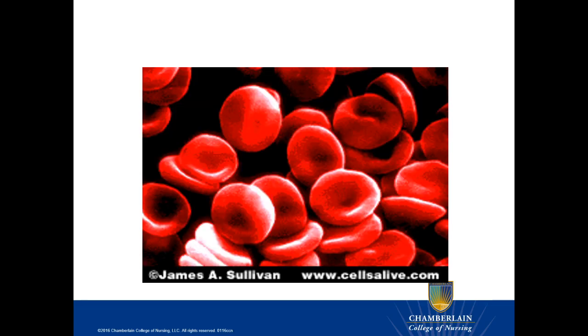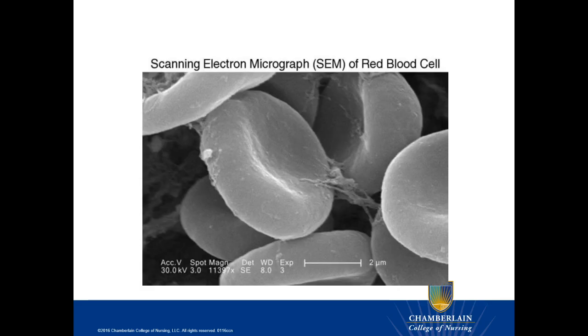Now here's a normal cell under an electron microscope. I just love to look under the electron microscopes. Here's another picture of a normal, quote, normal red blood cell. You see it's lost its nucleus there, so it's kind of donut. It looks like to me a jelly donut that somebody sucked all of the jelly out of.